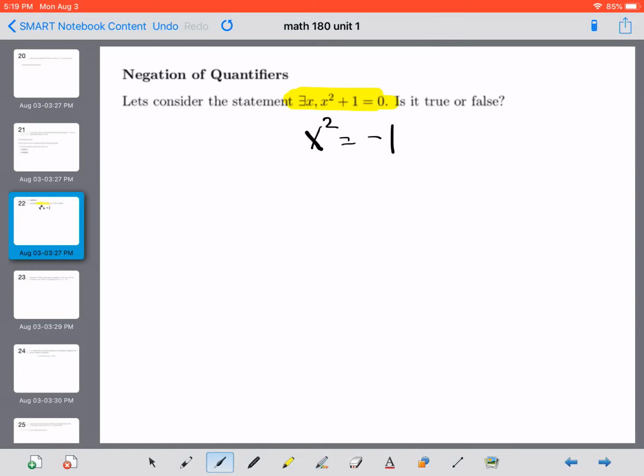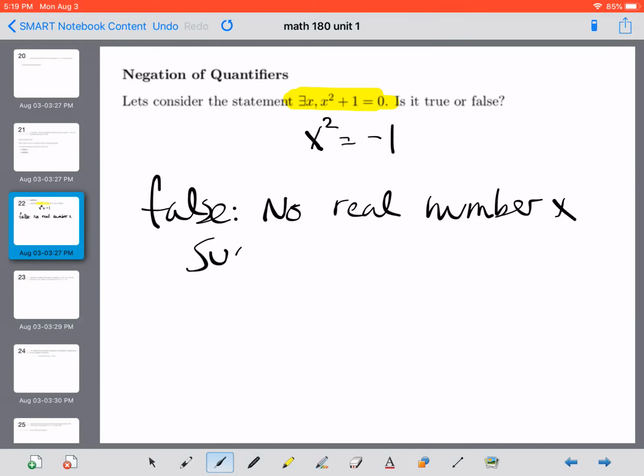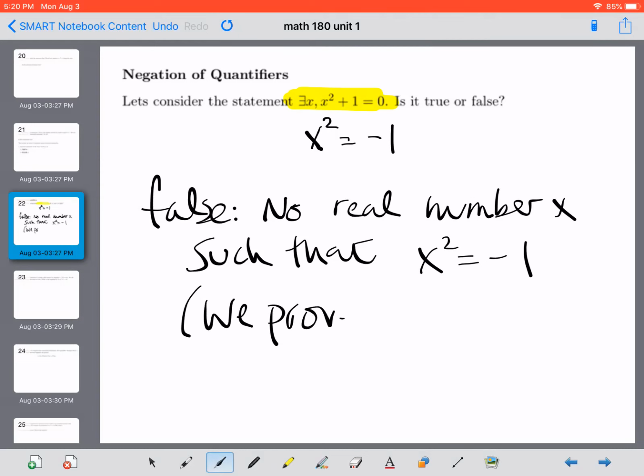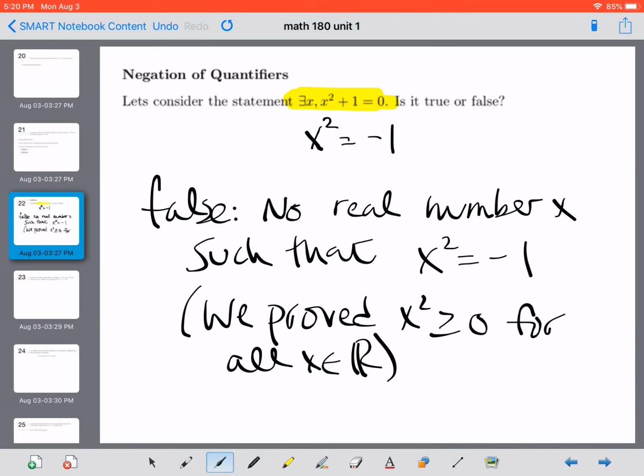But that's not true, because we've also proved in another one of these exercises in the last video that x squared is always going to be greater than or equal to 0. So it can't be equal to negative 1. So this is going to be false, because there is no real number x such that x squared is equal to negative 1. We proved that x squared is greater than or equal to 0 for every real number x. Okay, so this is a false statement.